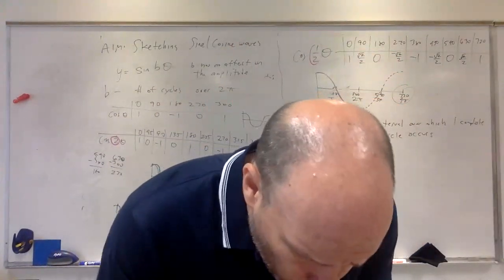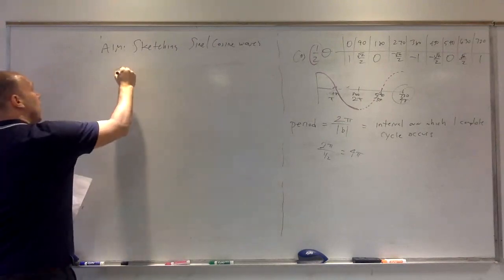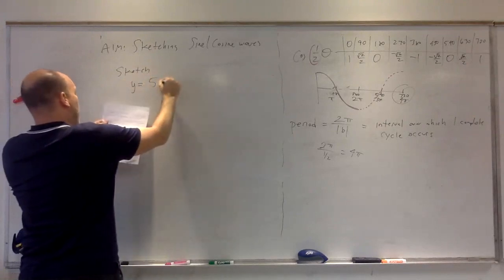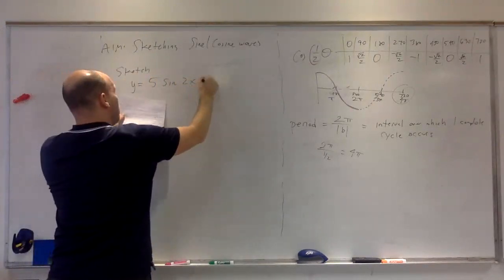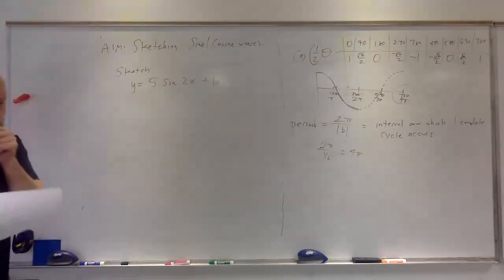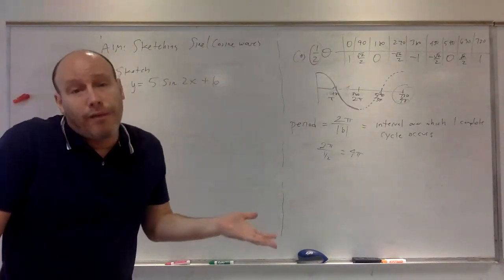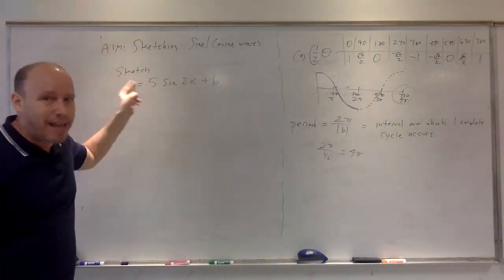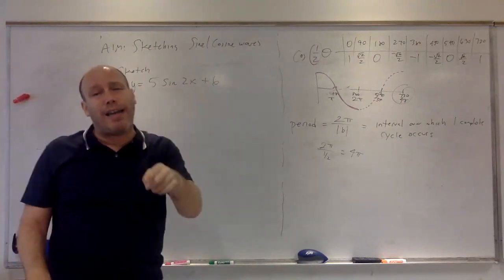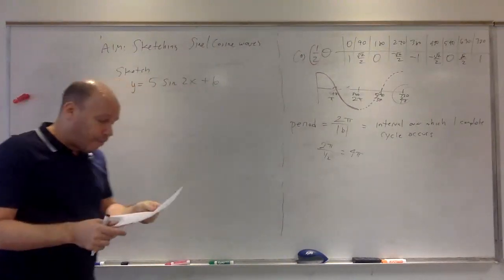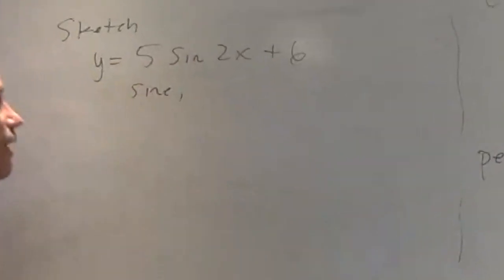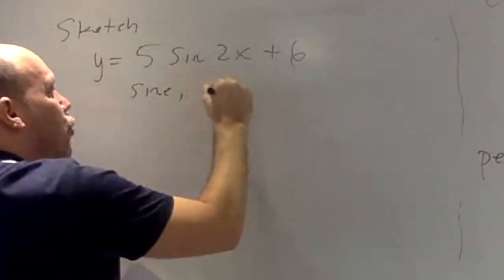Sketch y equals 5 sine 2x plus 6. Now, you can use your technology for this, but I want to teach you a quick way to get a sketch down that you can quickly validate on your technology. First of all, what does this look like? It's a sine wave. Is there a reflection? Is there a negative number? No? Fine. No reflection.